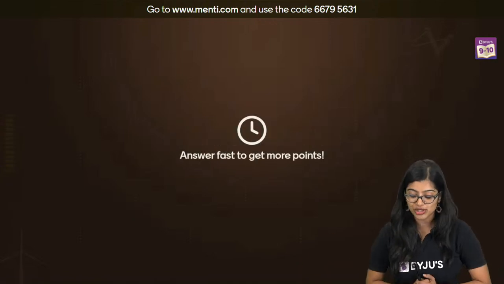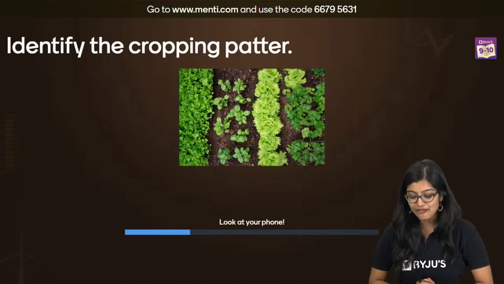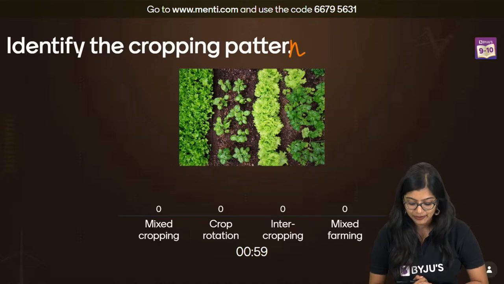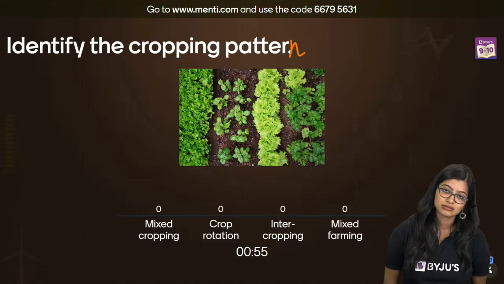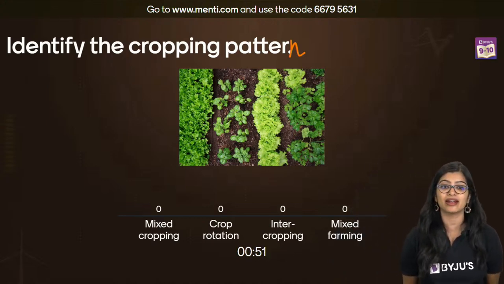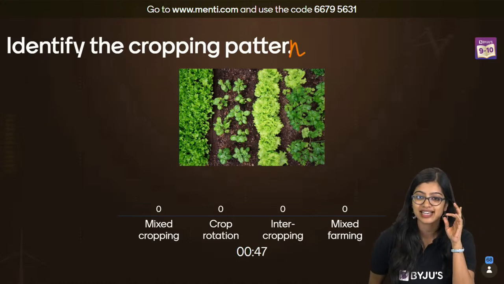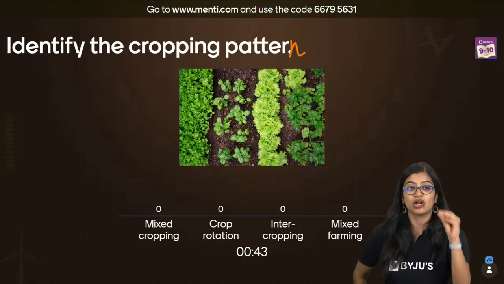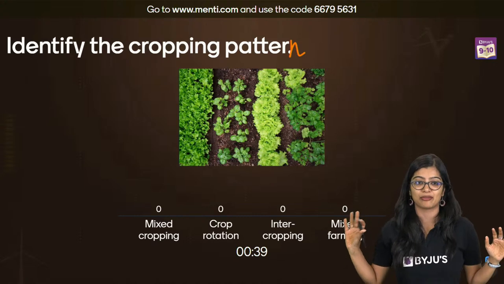Now, moving on to question number 47. Okay. Identify the cropping pattern. Mixed cropping, crop rotation, intercropping, mixed farming. The diagram should be self-sufficient. If I have told you N number of times that there is a keyword for this particular pattern, you will be able to identify it and put the keyword along with the diagram, right?